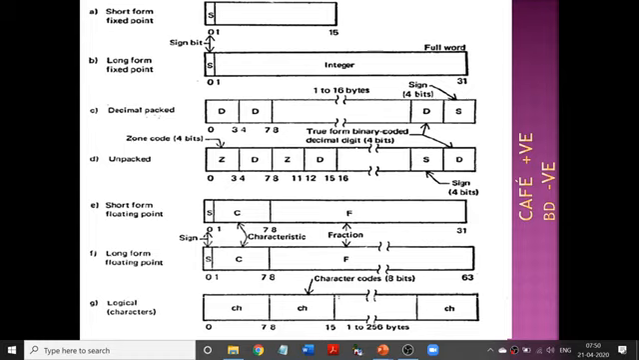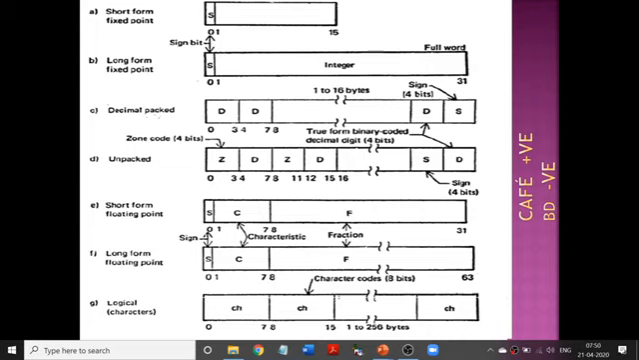When you study data types, you will say there is integer data type, there is double. Like this, we are going to see some of the data types here in IBM 360. Only thing is the names are a little different here. So the first data type here is short form fixed point number, which means there are no decimal places.